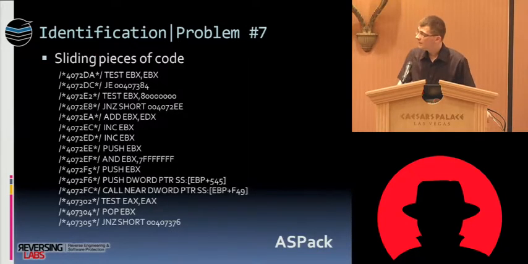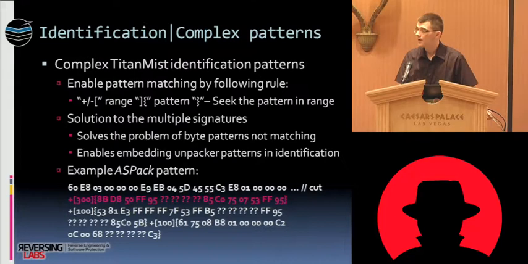Now the last problem we saw is the problem of sliding pieces of code. This is code which can be located anywhere inside the file, and this is ASPack, and that particular piece of code does import reconstruction, so that's a call to GetProcAddress somewhere in there. So we said, okay, there are different versions of ASPack, and this is never at a static location. If we have a static signature which is long enough to identify ASPack, why not have another signature inside it which validates that our unpacker will actually work?